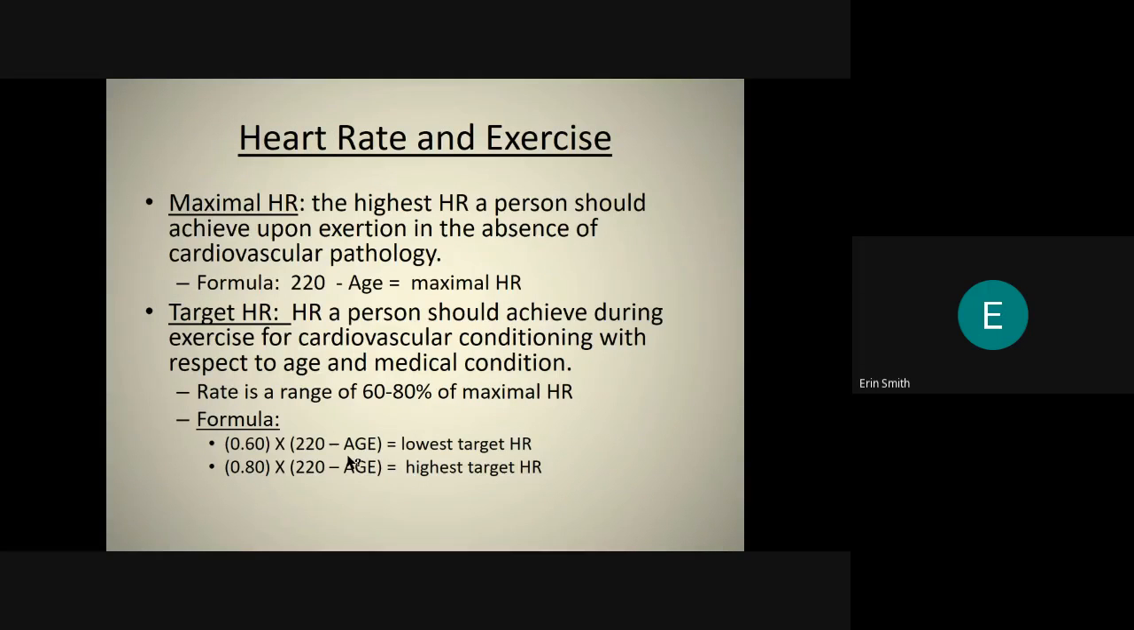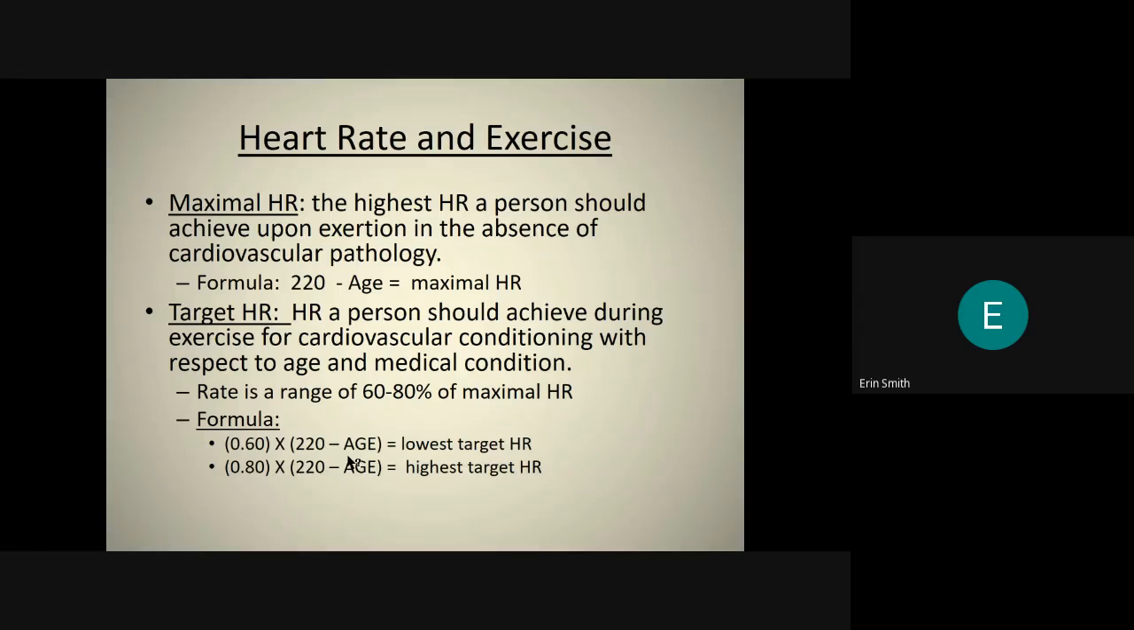And we were just talking about max heart rate. So maximal heart rate is basically the highest heart rate that a person should ever achieve based on their age, upon exertion in the absence of any cardiovascular pathology. Maximal heart rate is going to be 220 minus a person's age. Let's go through this whole thing and then I'll give you an example.